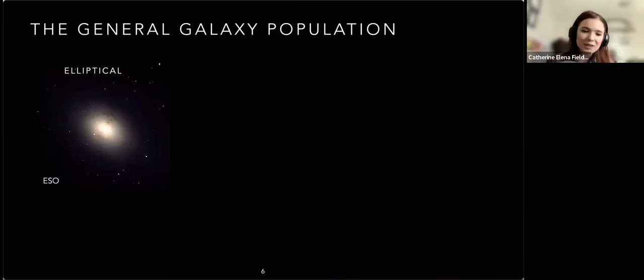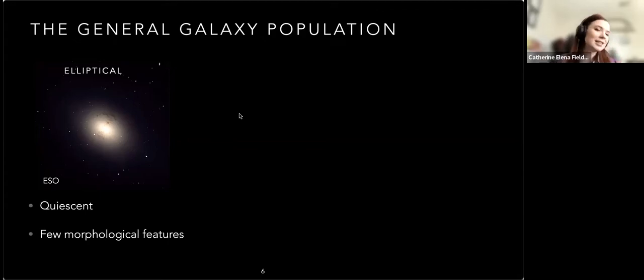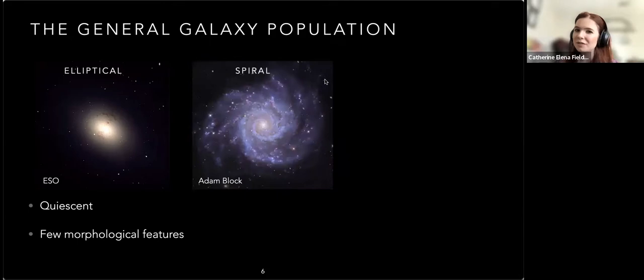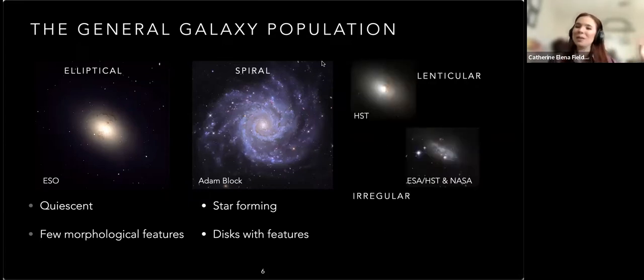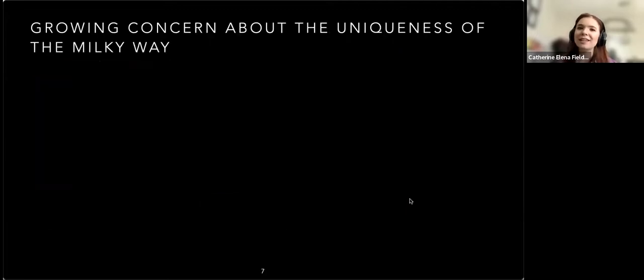So just a quick review of the general galaxy population. We have our elliptical galaxies. They're quiescent, as in they're not forming stars, very few morphological features. We have our spirals, star-forming disks, things like the Milky Way. And then we have the kind of unusual category of things that are maybe disks without spiral features, or products of mergers, things like that.